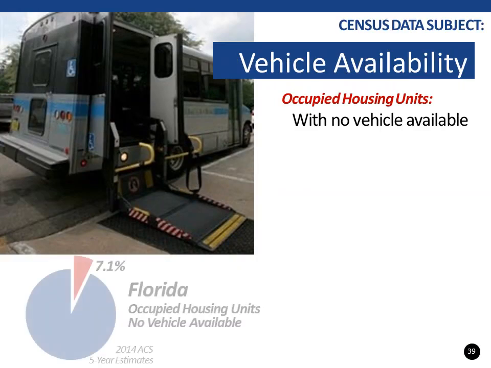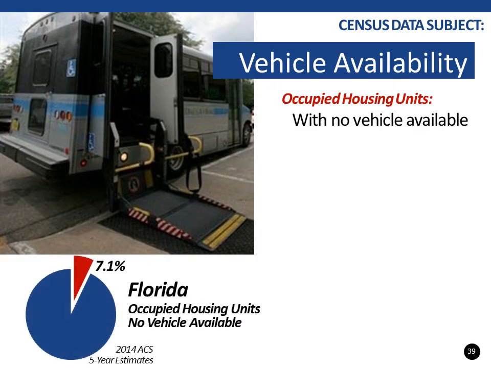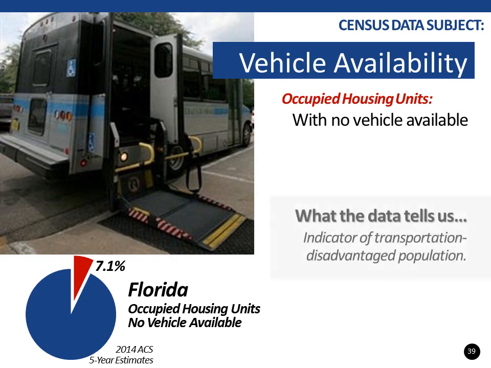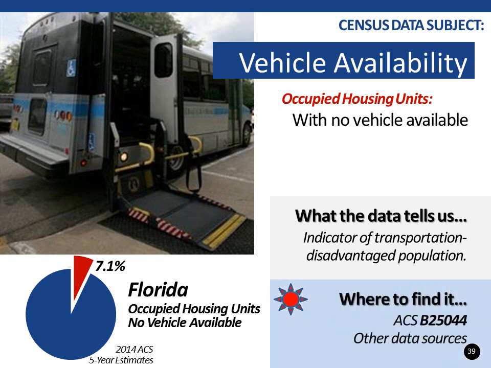In Florida, over 7% of occupied housing units have no vehicle available. We look at the ACS data on vehicle availability by occupied housing unit to help in identifying the transportation disadvantaged population in the project area. For persons without reliable access to a motor vehicle, alternative modes of transportation are critical to economic opportunity and other quality of life factors. The local transit agency operating in the project area will be a source of additional information on the transportation disadvantaged population.